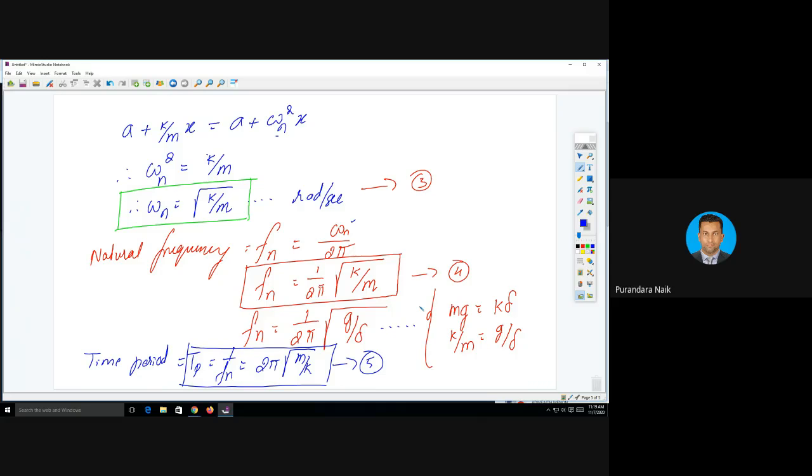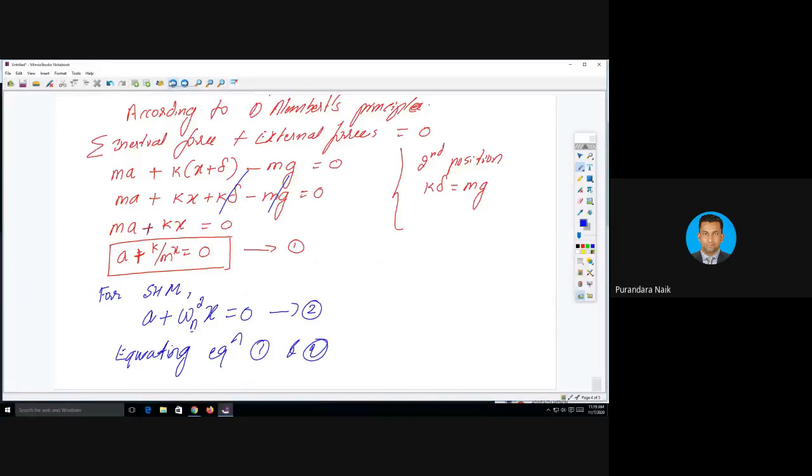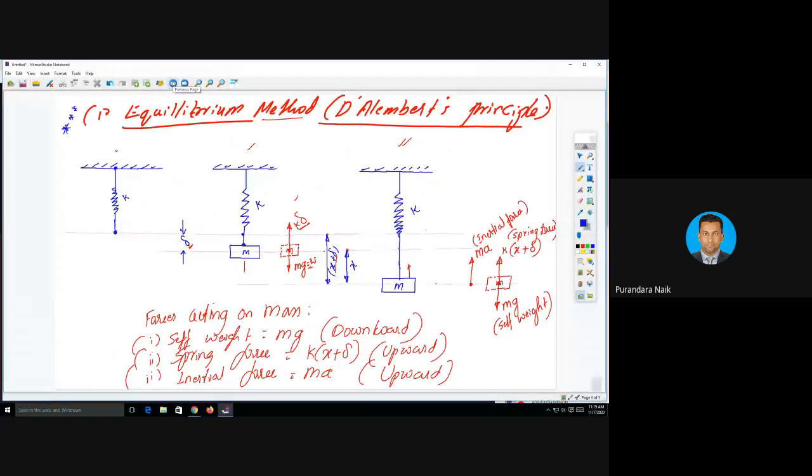I'll explain it once again for 2 minutes. Please look at the slide. First figure, there is no mass, only the spring is there, so there is no displacement. Second figure, I'm going to apply the mass. Due to the self weight, there will be deflection in the spring. The spring will be expanded and the mass will travel a distance of delta. In this second position, if you analyze the forces, there will be a downward force, that is mg, the self weight, and this self weight is balanced by another force called the spring force. The spring force is equal to K into delta, the deflection delta into K, the spring stiffness. This is the second position analysis.